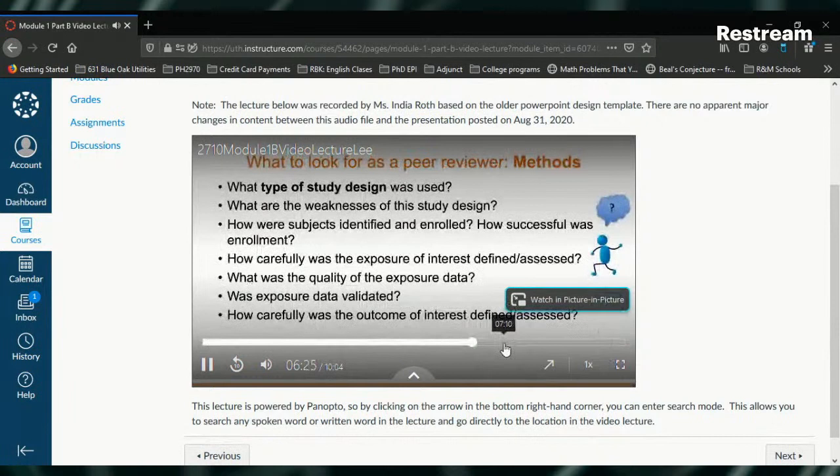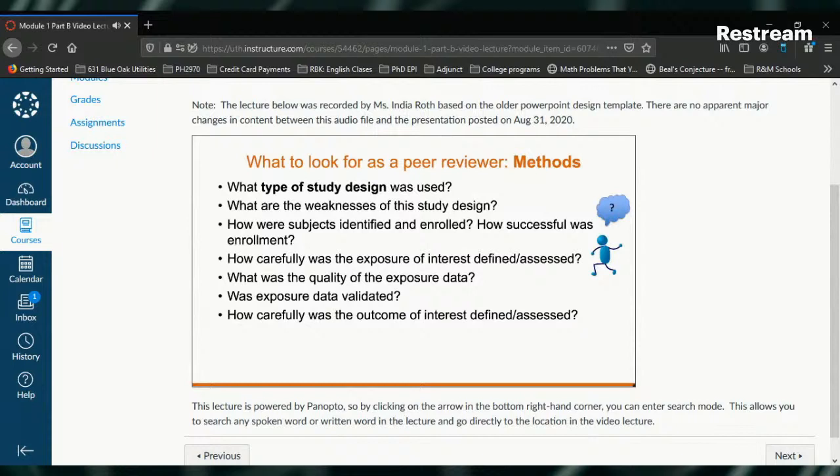You'll also look at methods as a peer reviewer. Consider what type of study design was used and what are the weaknesses of this particular study design. How were the subjects identified and enrolled in the study? And how successful was that enrollment?